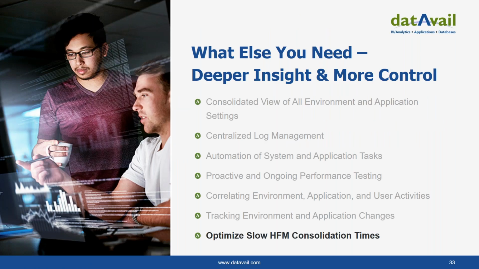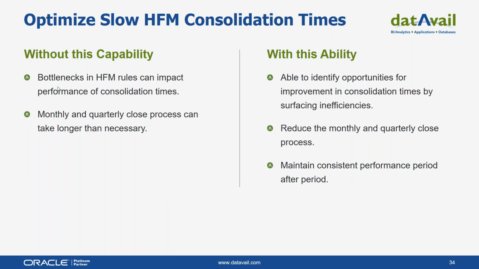And then lastly, the thing you need for deeper insight and more control is the ability to optimize slow HFM consolidation times. If you can't do that, you could have potential bottlenecks in your HFM rules that can impact the performance of consolidation times. Some consolidations are fast, and this is not important. If you're at 5 or 10 minutes, no big deal. Some consolidations, depending on the complexity and the size of the rules file, you're talking hours and hours. And obviously that has to be run multiple different times during the close process. So the monthly and quarterly close processes can take longer.